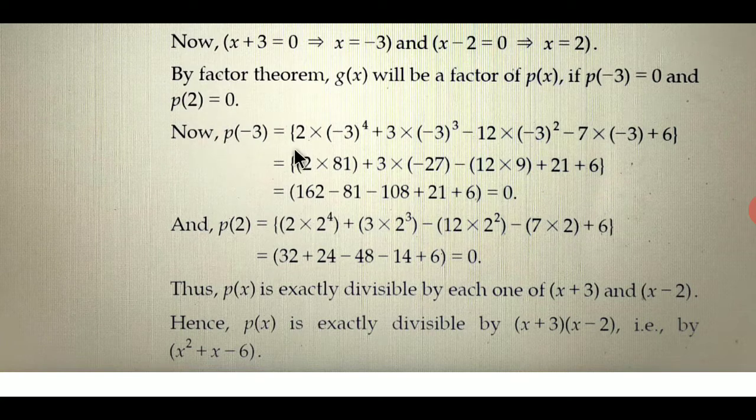Calculate p(minus 3). Just put the value x equal to minus 3 and calculate, it is 0. Again, calculate p(2), putting x equal to 2 in p(x), you will get that is also 0. Therefore, we see that p(x) is exactly divisible by x plus 3 and x minus 2. Therefore, it is divisible by the product of these two, that is x square plus x minus 6. Hence proved.